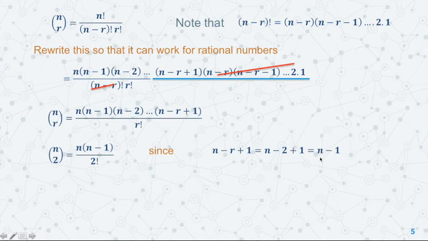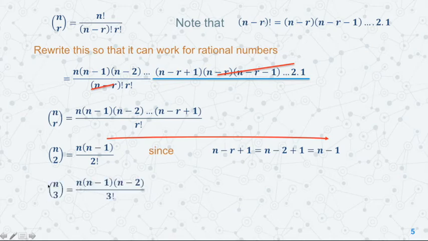What does it mean by having this? It means that you have to stop at n minus 1. So you begin at n, and then you stop at n minus 1, then all over 2 factorial, which is correct, right? So this n minus 1 is actually this.